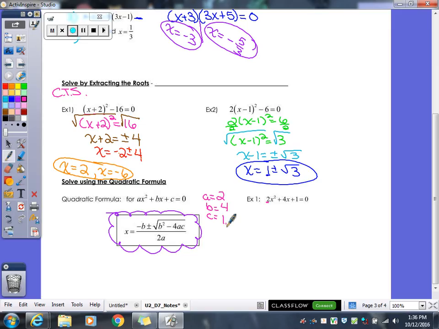Keep in mind, if a term is not there, let's say I had 3x squared plus 4 equals 0. For this example, A would be 3. What would be my B value? 0. There is no x. That means there is no B. B is a 0. So then my C for that one would be a 4. So if that term is missing altogether, that means that value is a 0.